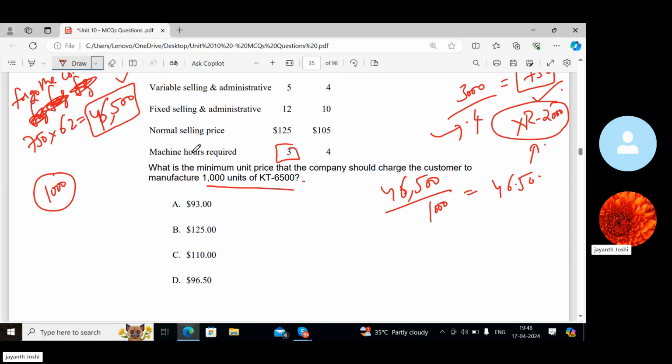See, if I'm taking a special order, the lost contribution I have to recover, and the variable cost also I have to recover. Correct? It is opportunity cost plus variable cost. So I'm losing the opportunity of earning this much. If I'm making 1000 units, I have to recover this 46,500 first and also my variable cost. Since I have to recover 46,500 on these 1000 units, I have to recover 46.50 per unit. So that I got. Now I will take the variable cost.